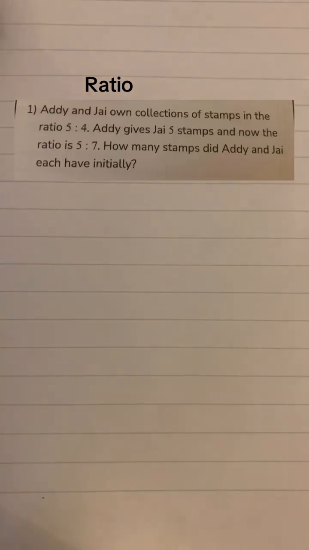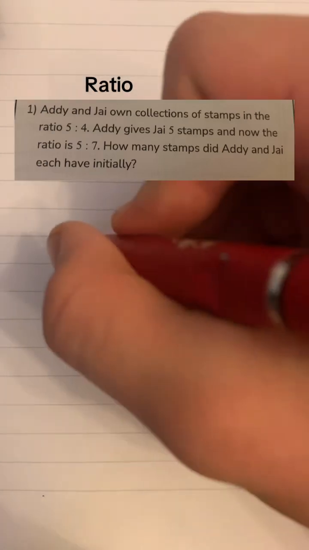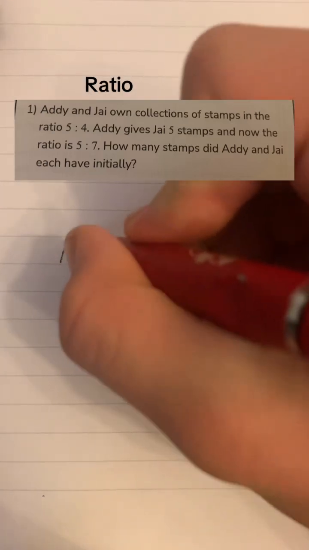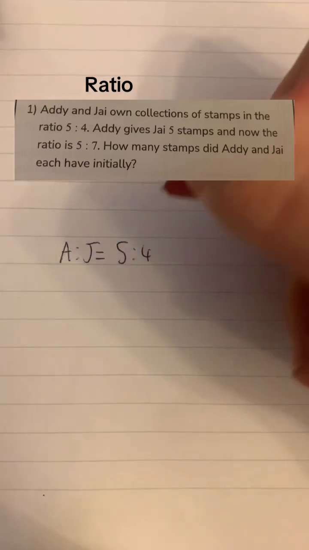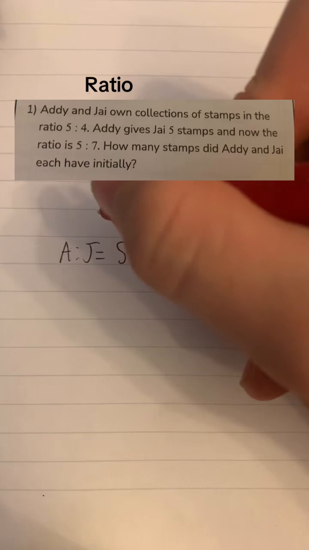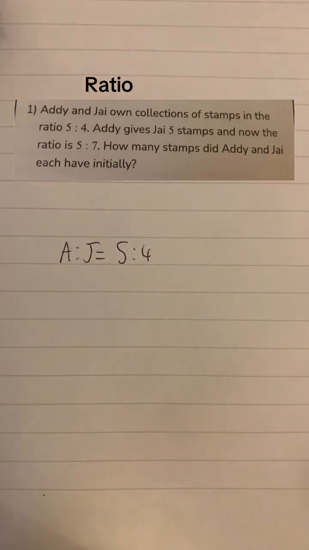Right, so this is a ratio question and it's much simpler than it looks, because what the question is basically saying is that A to J equals 5 to 4. I'm using A as Addy and J as J, just to make it simpler so I don't have to write the whole name out. And it says Addy gives J 5 stamps and now the ratio is 5 to 7.